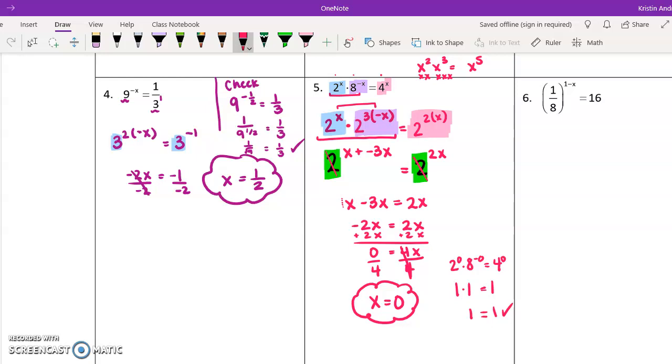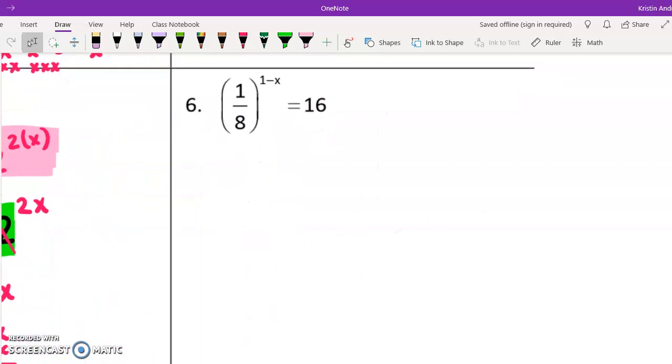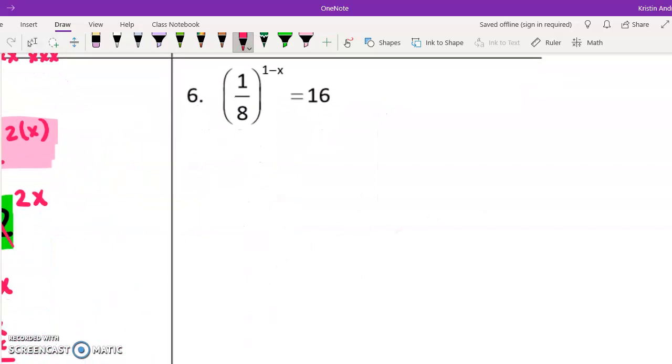Okay, I've got like 3 minutes, so I'm going to finish number 6 real quick. An 8 and a 16 share a common base. The common base between those two is a 2. This is 1 over 2 to the 3rd. And the 16 is 2 to the 4th.